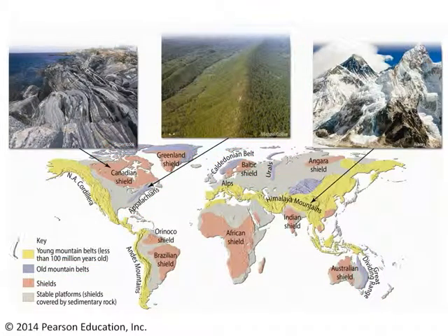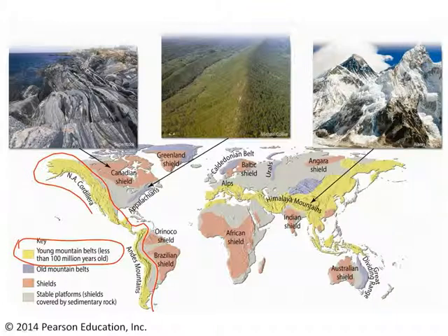The last category of major pieces of the continents are the young mountain belts, those that are less than 100 million years old. And you can see in the Americas, there's basically one continuous belt of young mountain belt running all along the west coast of both South America and North America. In South America, we call it the Andes. In North America, it's called the Cordillera.